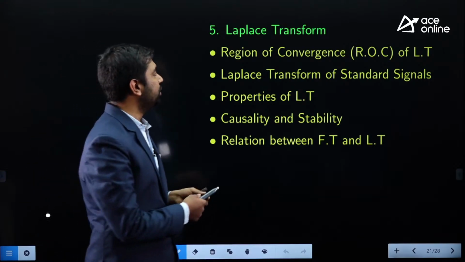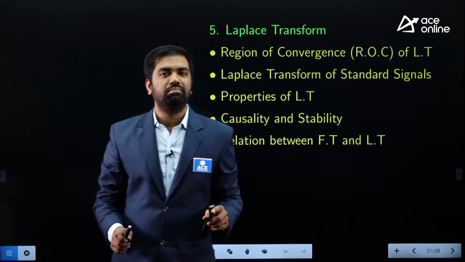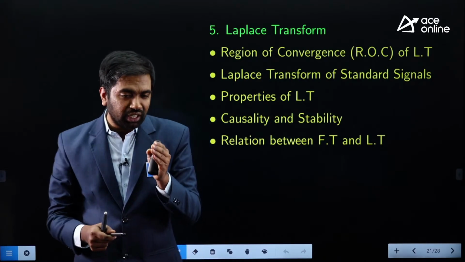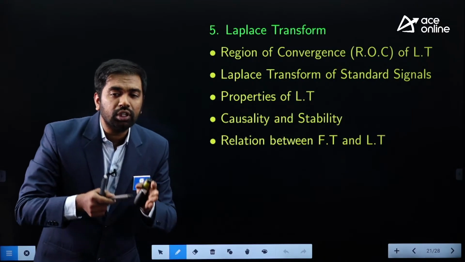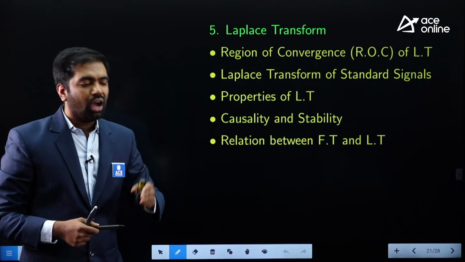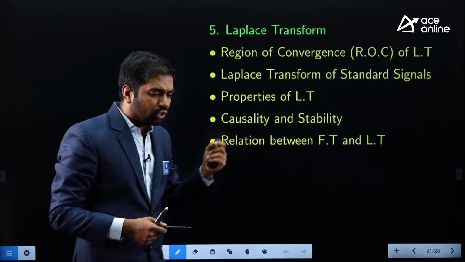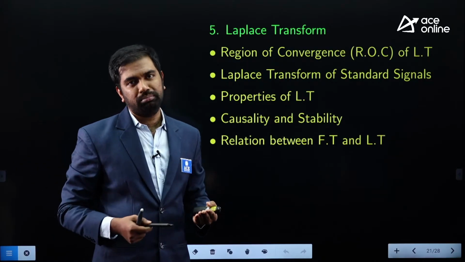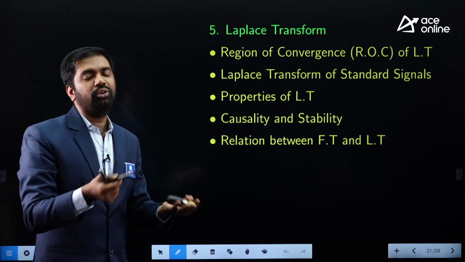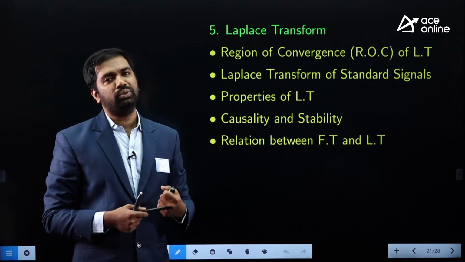Many students just learn the definition. They try to apply the definition on various signals. That is completely wrong. You have to first understand what this R.O.C is. R.O.C stands for region of convergence. How do you find the R.O.C for any given signal? If R.O.C is not defined, you cannot define the Laplace transform. If R.O.C does not exist, then you cannot define the Laplace transform. There are questions based on R.O.C as well.